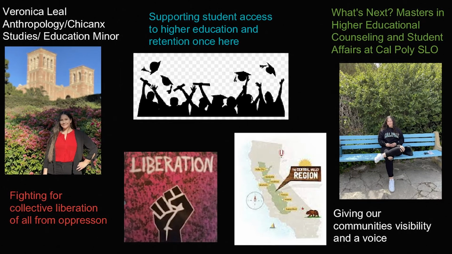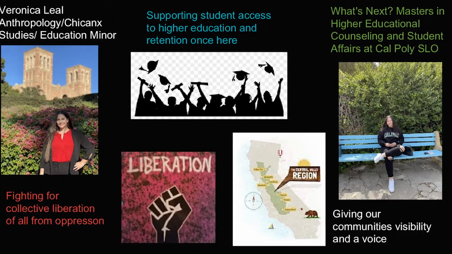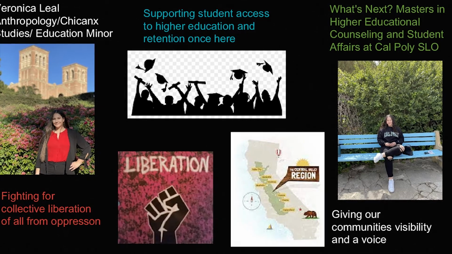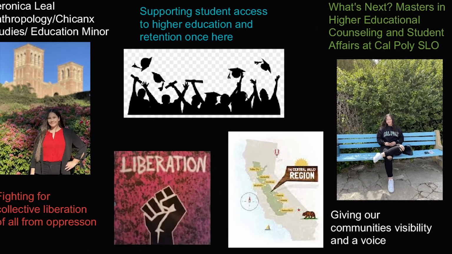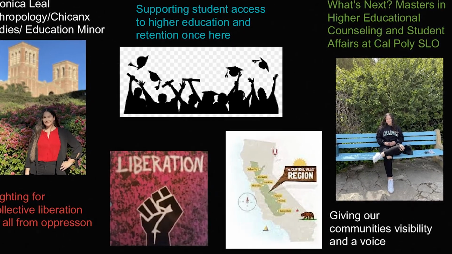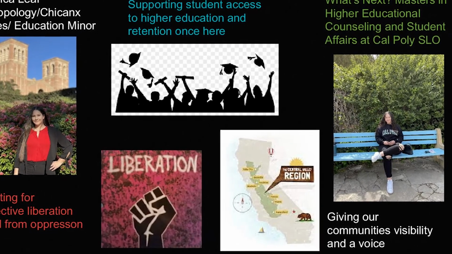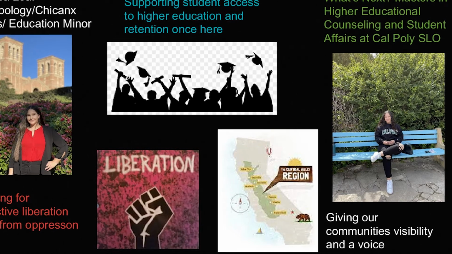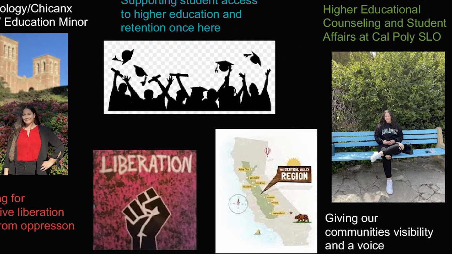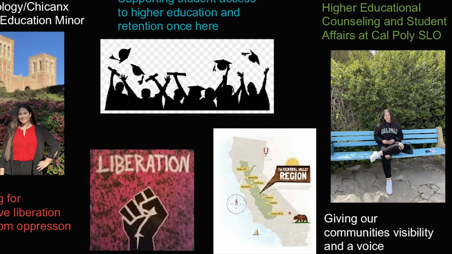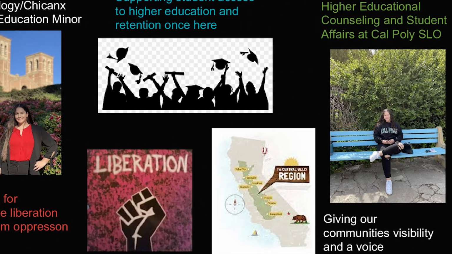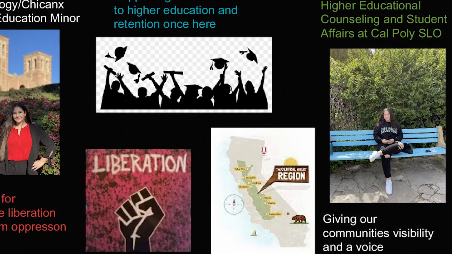Hello everyone, my name is Veronica Leal and I'm graduating from UCLA with an Anthropology Chicano Studies major and education minor. What's next for me is to pursue my master's in higher educational counseling and student affairs at Cal Poly SLO, and this just kind of goes to what social transformation means to me, which is supporting student access to higher education and also facilitating retention efforts once they're here so we can make sure that they stay.